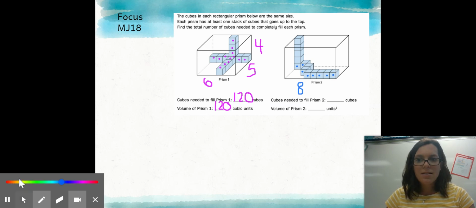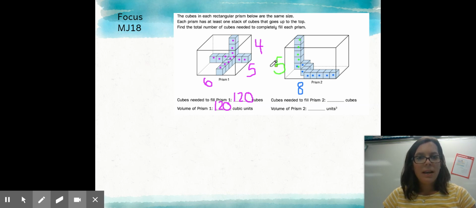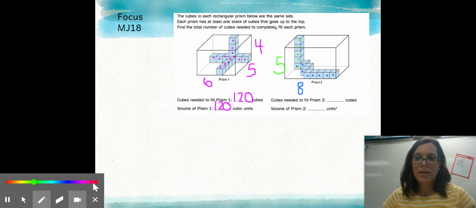My height, I'm going to use a different color so it's easier to see. My height is, starting from the bottom, 1, 2, 3, 4, 5. And then probably the hardest one here is the width. I'm sorry, the length. We already did the width.